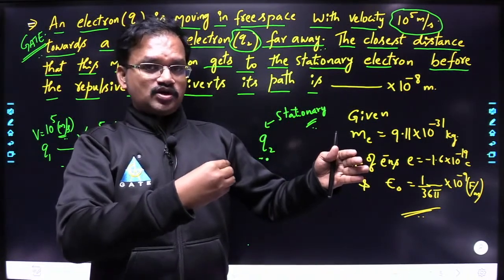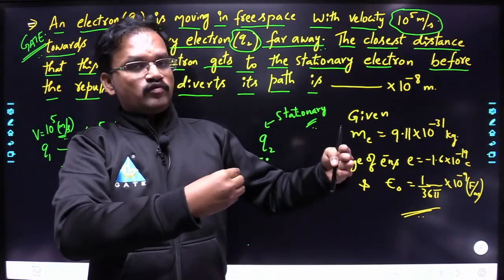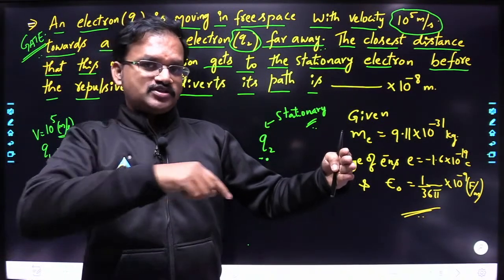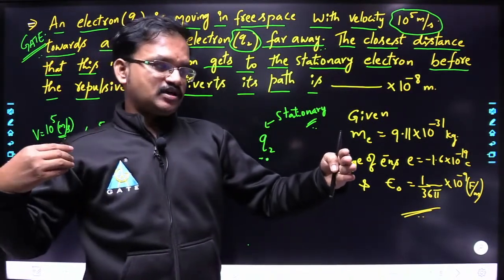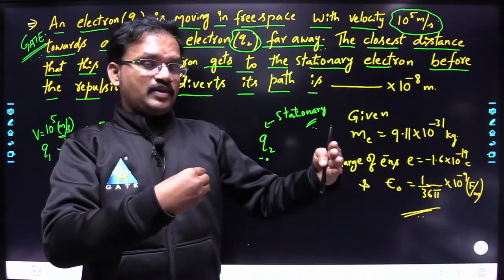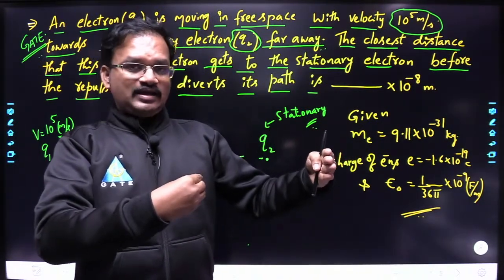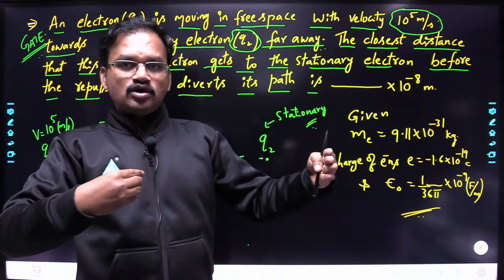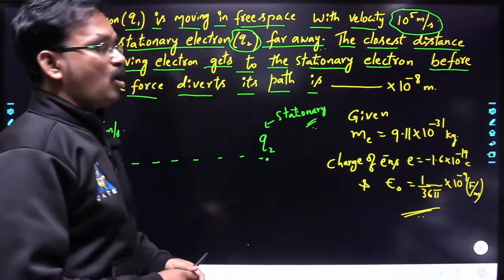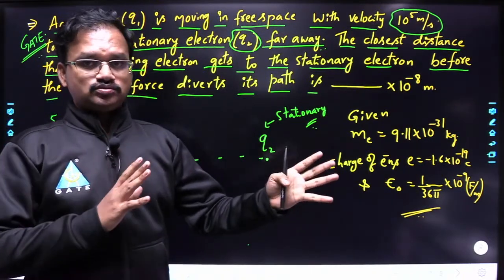So once it becomes 0, then what will happen here? Because of the repulsive force produced by Q2, this Q1 will start moving away from Q2. Yes or no? That means it is going to divert its path. So whenever the velocity becomes equal to 0, that is the minimum distance. Yes or no? That is the minimum distance between Q2 and Q1. So after that, what will happen? Again, the distance between Q2 and Q1 is going to increase. Yes or no? So they are asking, what is the minimum distance between Q1 and Q2?